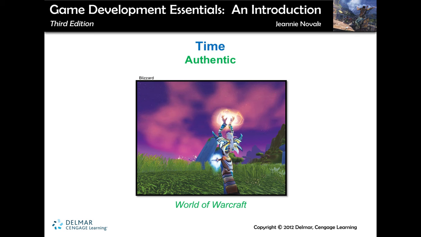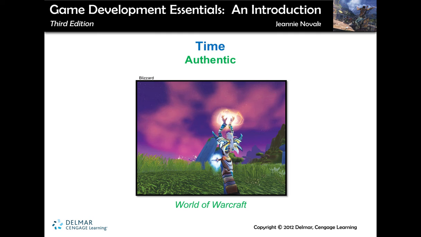Next, we'll talk about time. Before, we talked about time intervals, and that had to do with the pacing of the game. This time, we're talking about actual time and how actual time works in your game. There are different ways that you can deal with time in your games, in your levels. The first is to have authentic time, and that is where a minute in real life is a minute in gameplay.